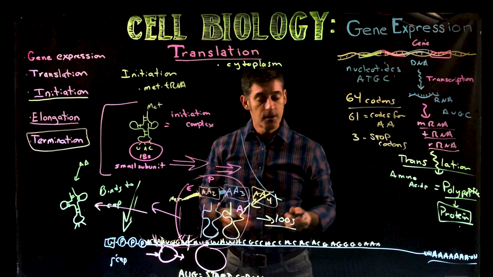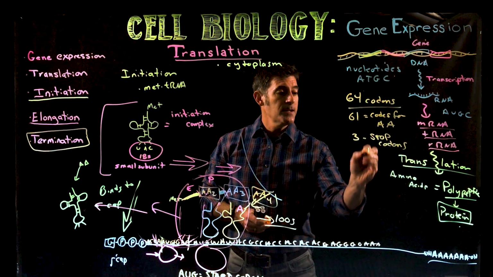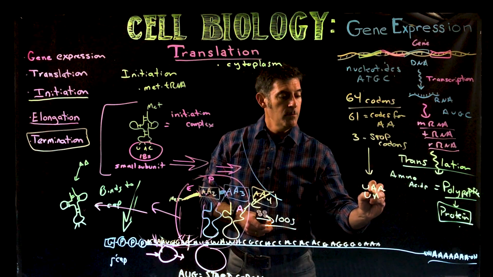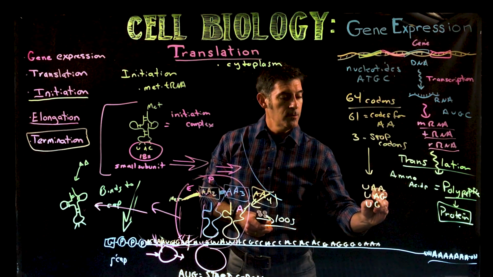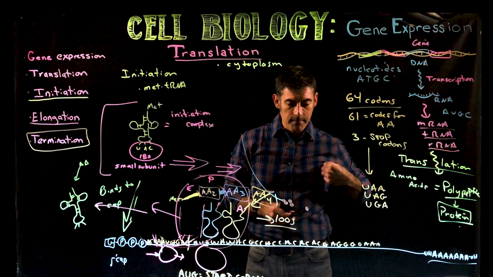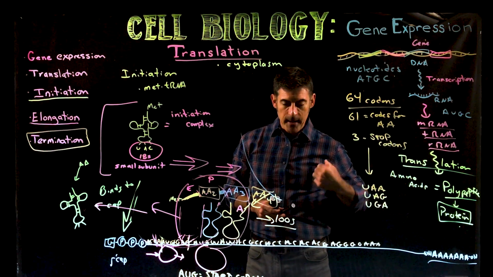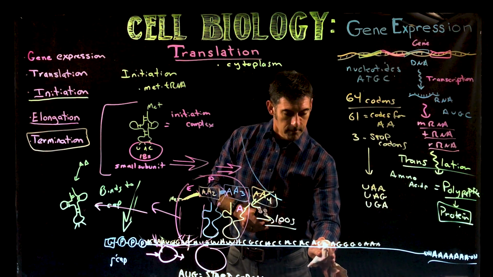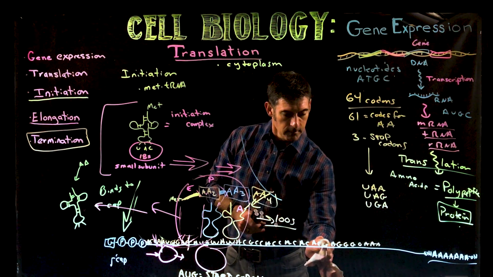And so this is where we get into termination. These 3 stop codons are UAA, UAG, and UGA. Those are the 3 stop codons. So at some point in time, I don't think I just haphazardly drew one here. So I'll put this one here.